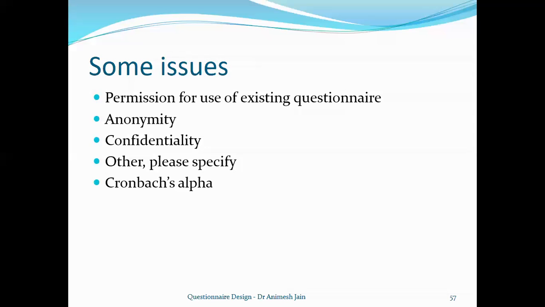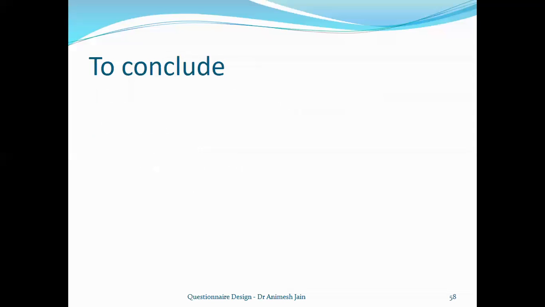And Cronbach's alpha is, again, something I will not have time to deal with right now, but that basically tells you about the items and the agreement among them. If Cronbach's alpha is greater than 0.7 or 0.8, it's very good. So that means your scale is good.